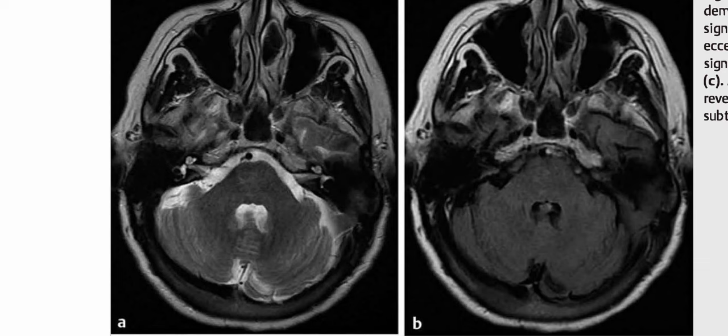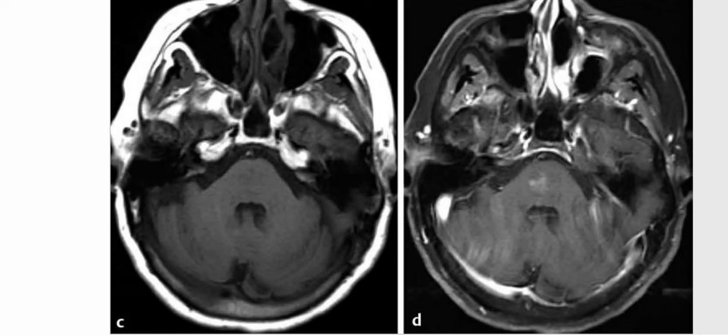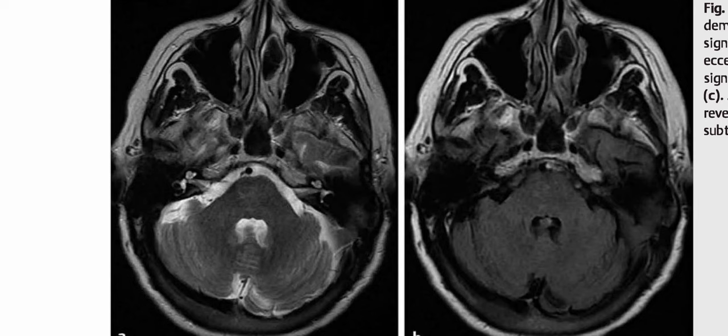These are images of a 74-year-old woman presenting with memory loss. As you can see, this is the axial T2 and axial FLAIR sequence. And these are the post-contrast sequences. The left one is the pre-contrast and the right one is the post-contrast sequence. So as you can see, the axial T2 and FLAIR sequences show a very subtle region of increased signal intensity within the central pons, which is slightly eccentric to the right.